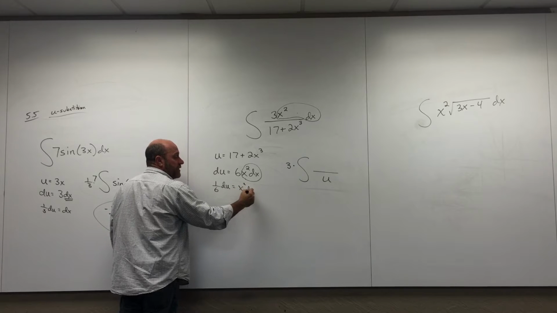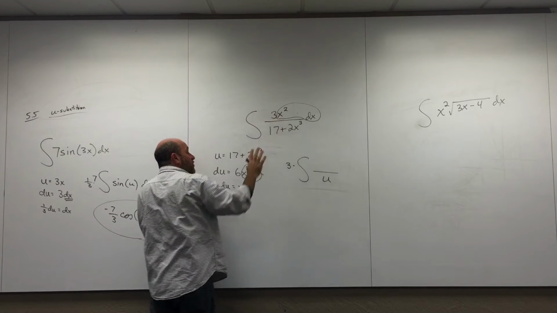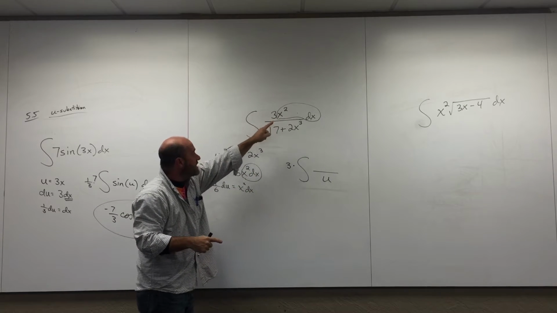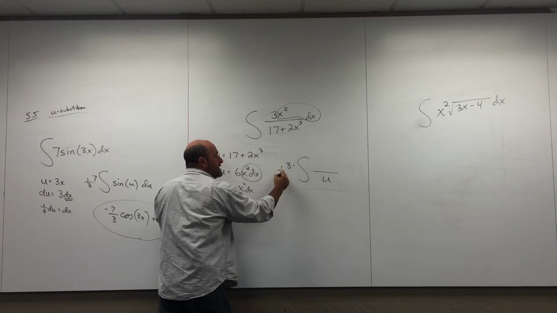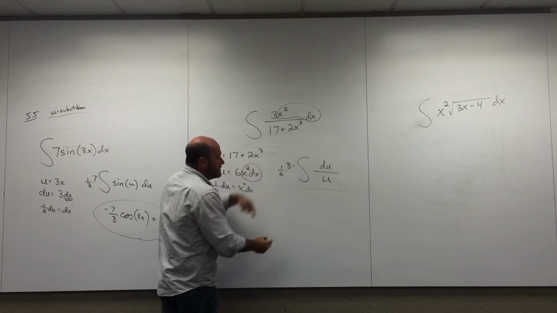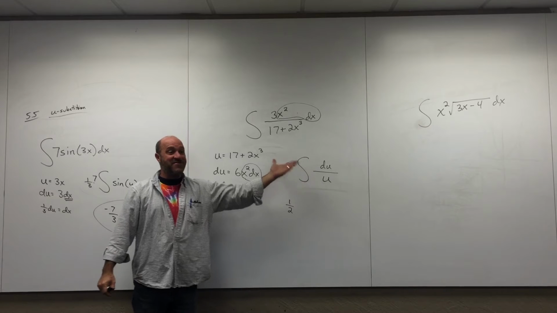Thank you very much. So I'm replacing the circled, so look, everything's replaced, right? This is a u, this is a 3. Now what is that circled stuff? 1/6 du. I'll pull the 1/6 out front and put the du right here. By the way, that reduces to a half. And here we go. Can anybody integrate a du over u?